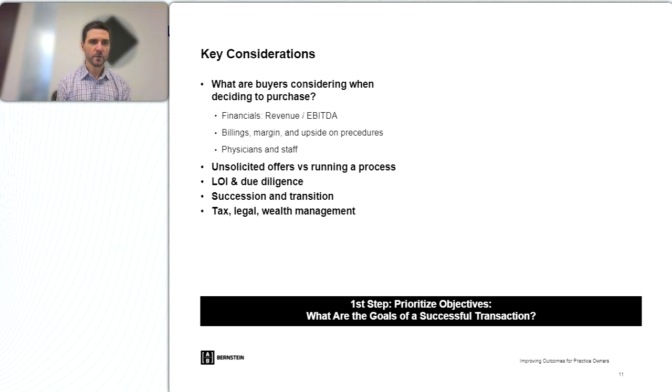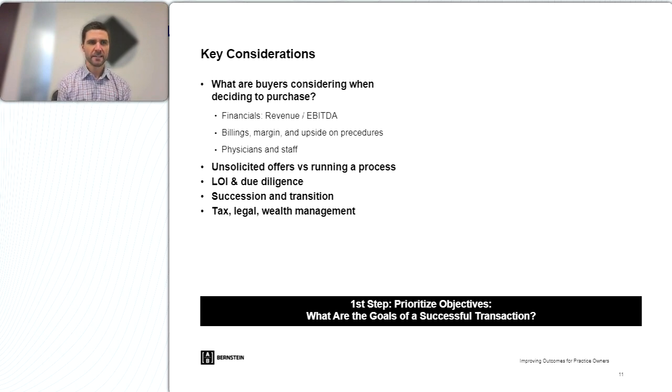So some of the key considerations here that we like to always talk to physicians about are, what are they considering when deciding to purchase your practice? What are they looking at? And, first and foremost, certainly financials are important. Revenue and EBITDA, the profit that the practice is generating or the multiple practices, certainly comes down to the underwriting risk that the buyer is taking, the growth potential, and the business health. So naturally, financials are super important there.